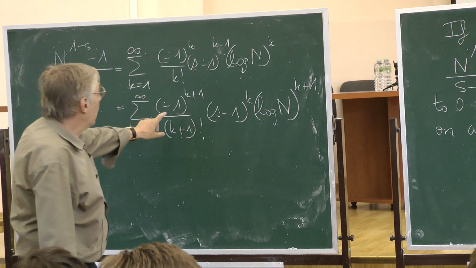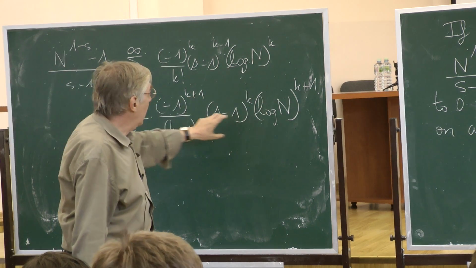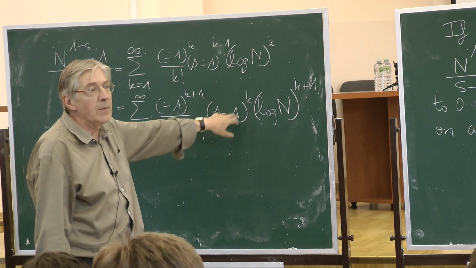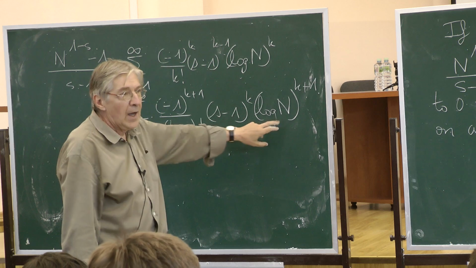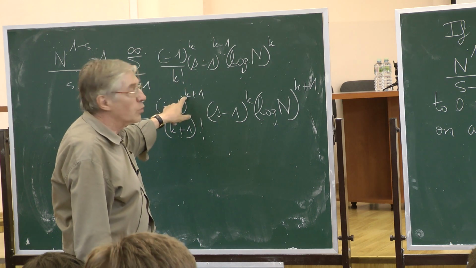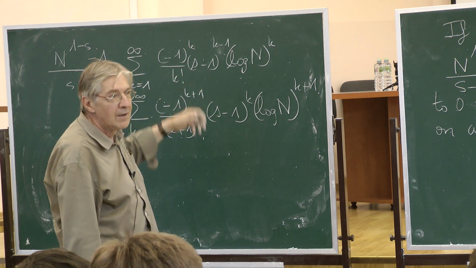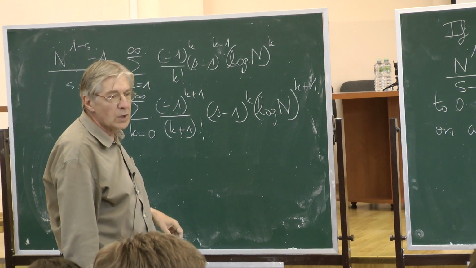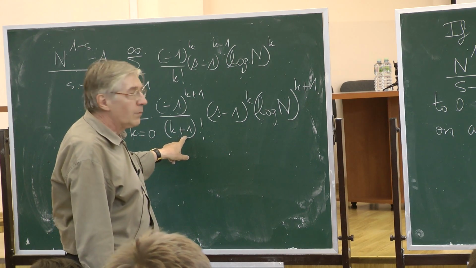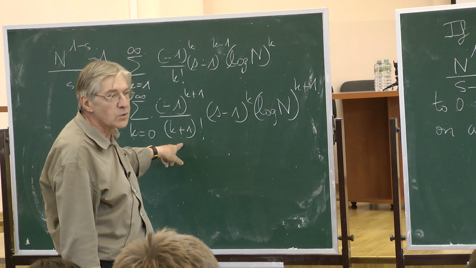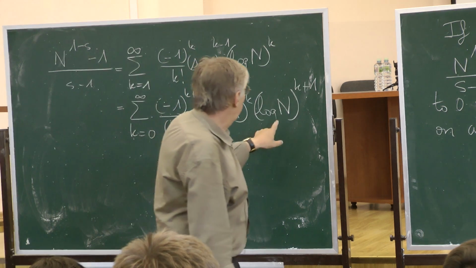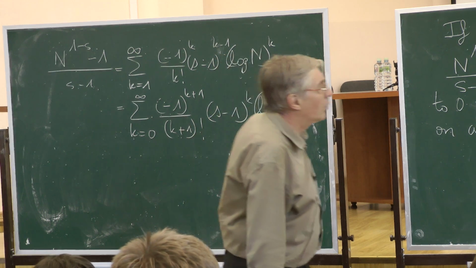And now what I have to pick up in this series, I have to pick up the coefficient of s minus 1 to the power k, which is a coefficient which I see here. I have to multiply it by minus 1 to the power k. I will still have a factor minus 1, which will remain. I will have to multiply it by k factorial. I will have a 1 over k plus 1, which will remain. And finally, I will have a log N to the power k plus 1.